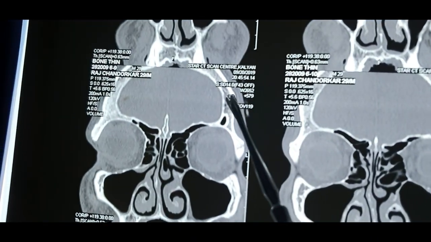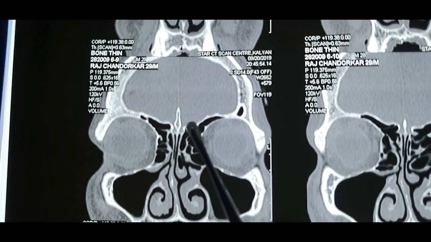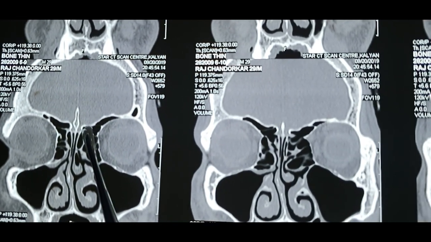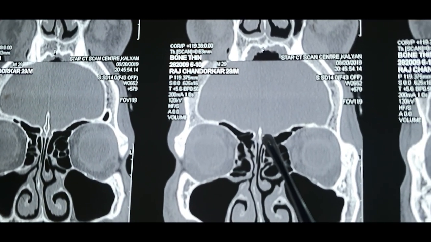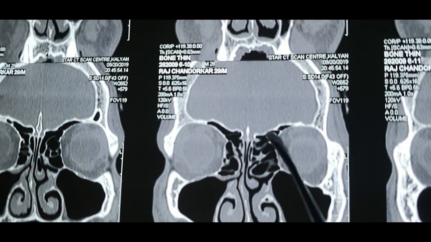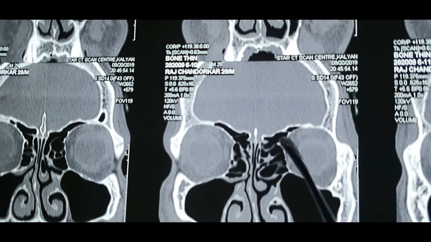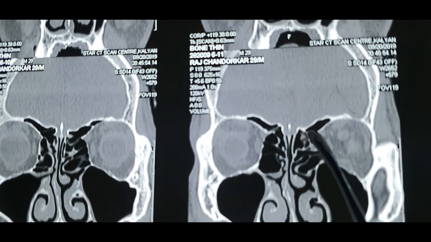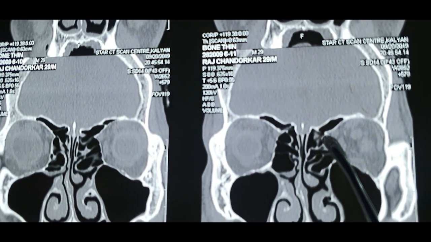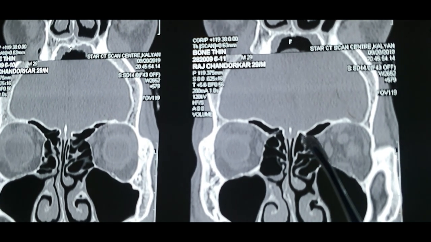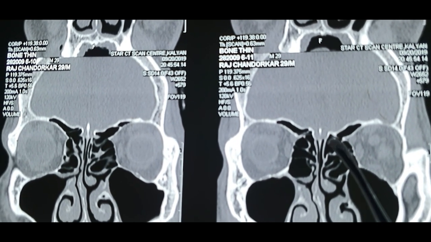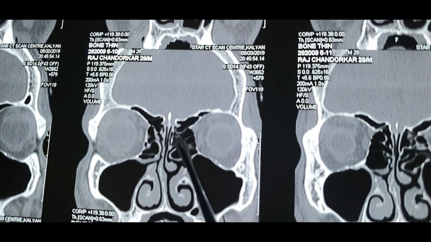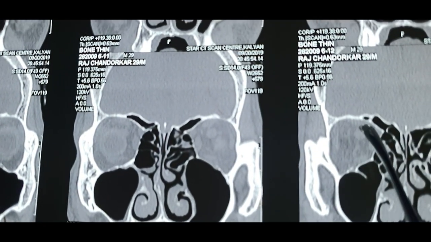The moment the supraorbital cell, which drains into the supraorbital recess, ends, the artery is immediately caudal to it. See this? This is the beginning of the end of the supraorbital recess. And see here, it ends over here. See this? The artery is immediately caudal to it, caudal as in posterior to it.